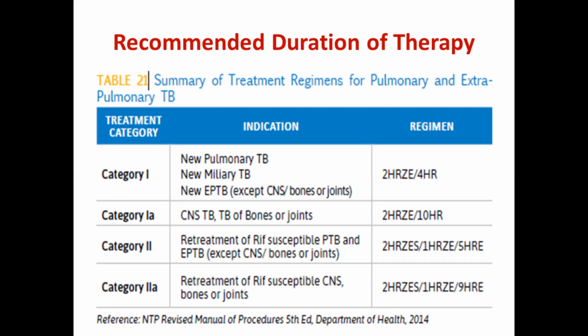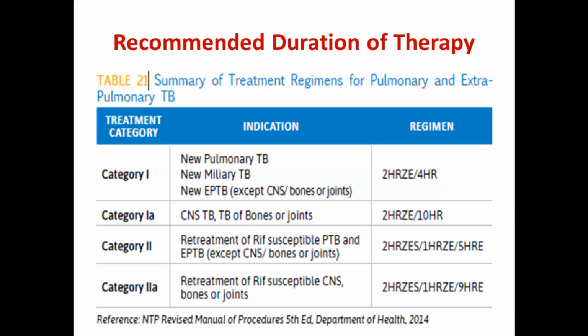Ito, pakitandaan lang din, no, na there are different categories for the recommendation of the duration of therapy for patients with pulmonary tuberculosis and extrapulmonary tuberculosis. Pag sinabing extrapulmonary, outside the lungs. So, yung kumapasok yung bones, CNS, kung saan mga yung TB niya, no? So, for category 1, ito yung mga newly diagnosed na pulmonary TB, miliary TB. Pag sinabing miliary TB, as in talagang kalat-kalat yung TB all over the lungs. And new EPTB is extrapulmonary TB, except if it's in the CNS, bones, or joints. So, bibigyan niya ng 2 months of HRCE and 4 months of HR.